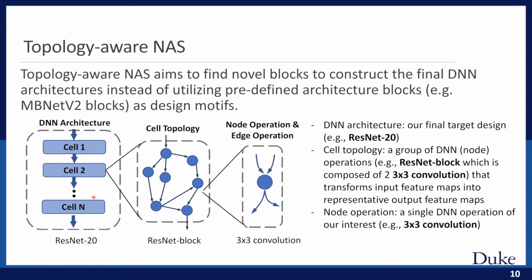As we show in the figures, topology awareness treats a DNN architecture as the stacking of cells, and each cell is composed of a combination of operations. For example, we take ResNet 20. It's composed of ResNet blocks, and each ResNet block could contain, for example, two 3x3 convolutions, and each 3x3 convolution is denoted as one node operation.